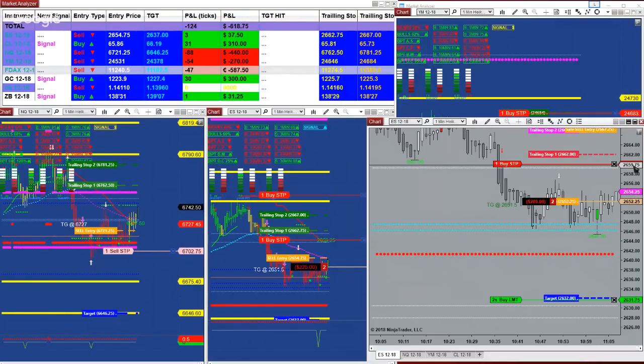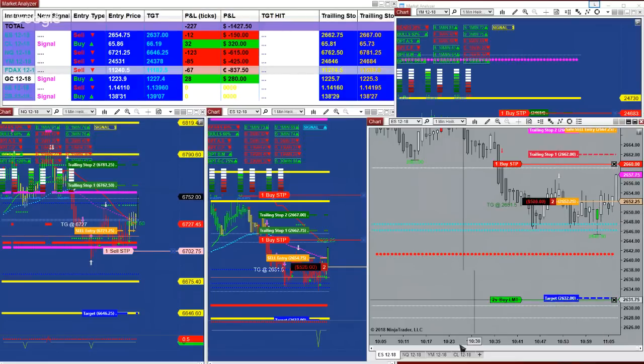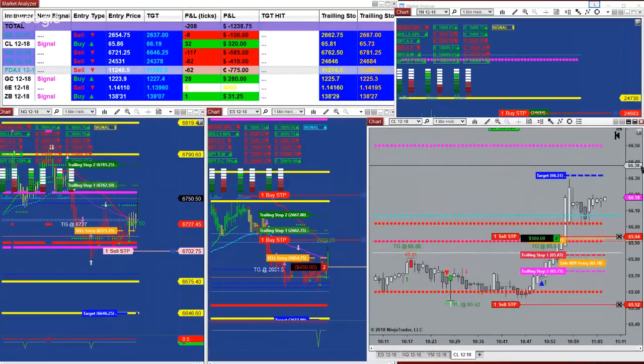Folks, this ES is not going to break those couple lines. The ES has tried 1 time, 2 times, 3 times, 4 times. It's not going to do it. It's finished. For the CL it is already, and we never got filled on this trade on the Nasdaq, so forget it.